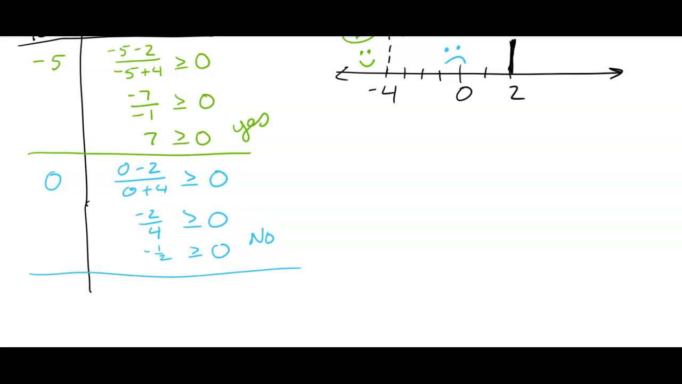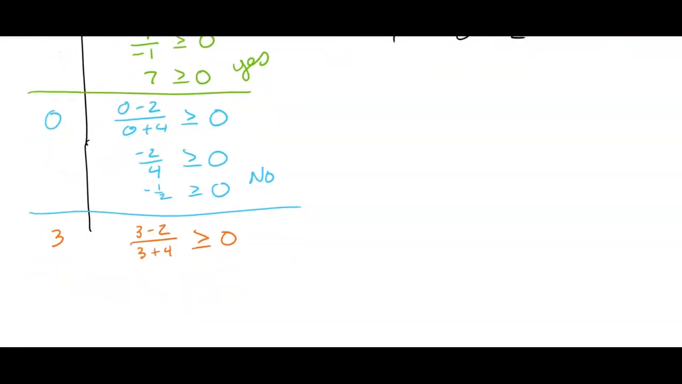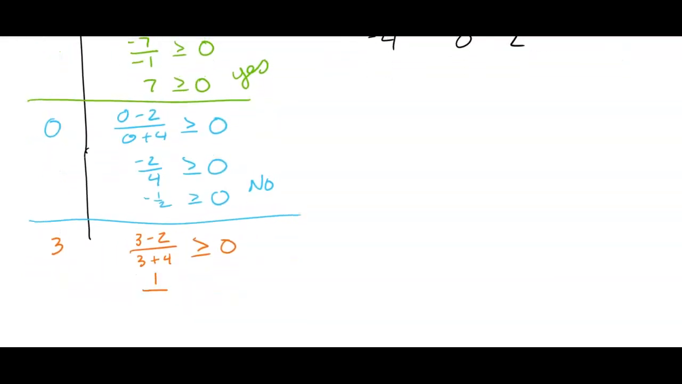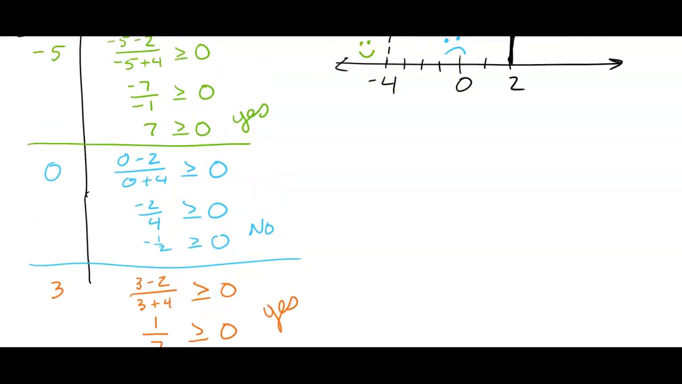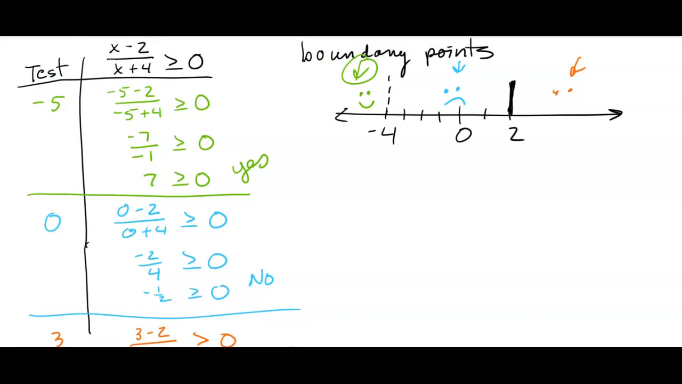We're doing that in orange. So I need something bigger than 2. A lot of times students say 3, but again, you could pick 100 if you wanted to. But I'll plug in 3. So I've lost my inequality, but it's 3 minus 2 over 3 plus 4, and I want to know if that's greater than or equal to 0. Well, 3 minus 2 is positive, 1. 3 plus 4 is positive, 7. So I have a positive over a positive. That's going to be positive. That's greater than 0. So yeah, this section works. Yes. Okay. So smiley face in that section. All right. Or yes, you can put the word yes.